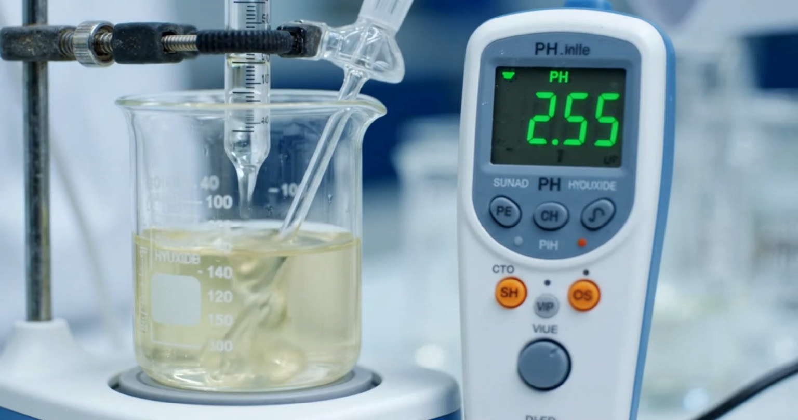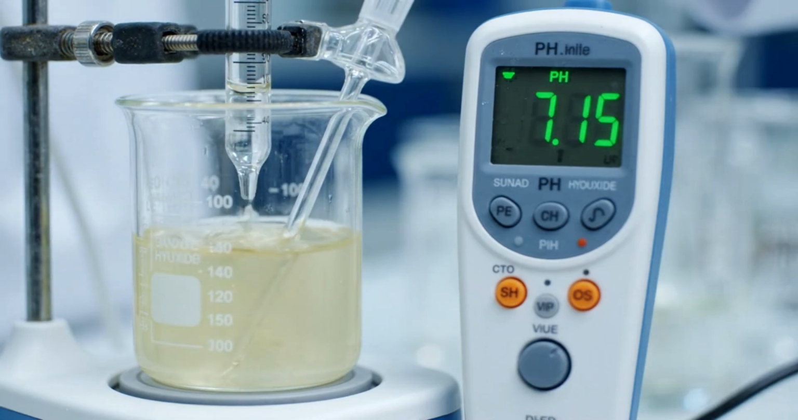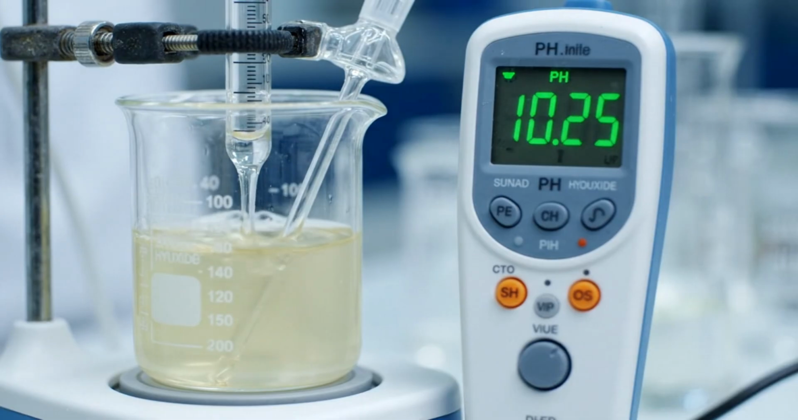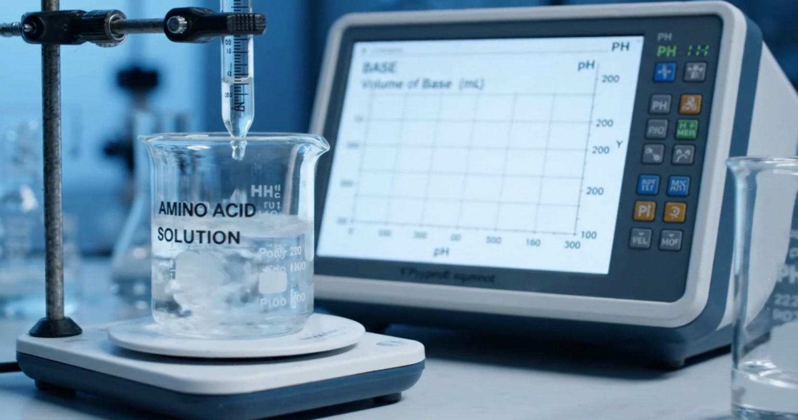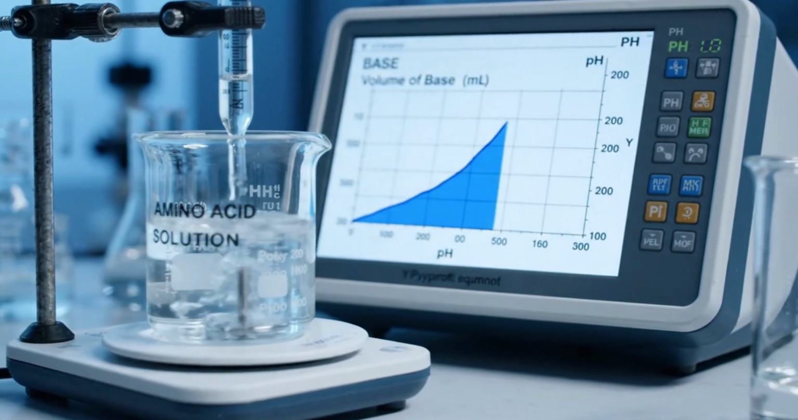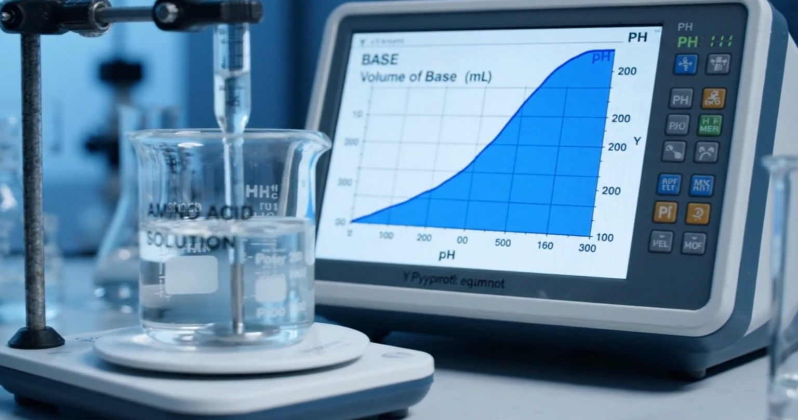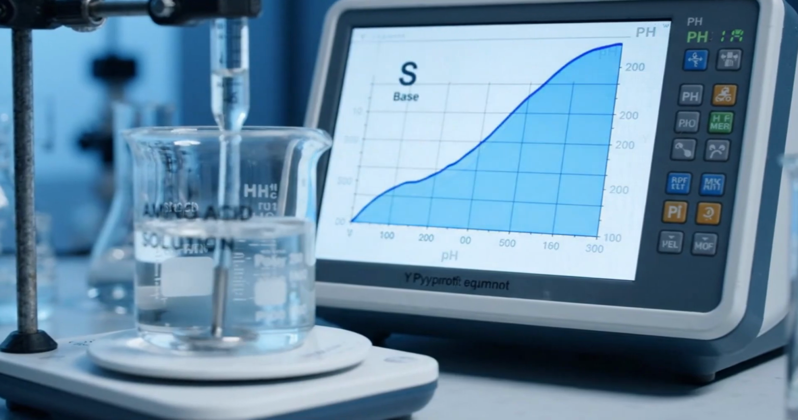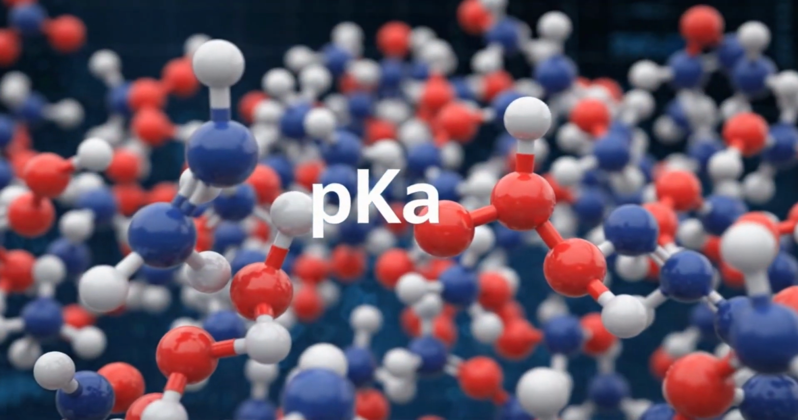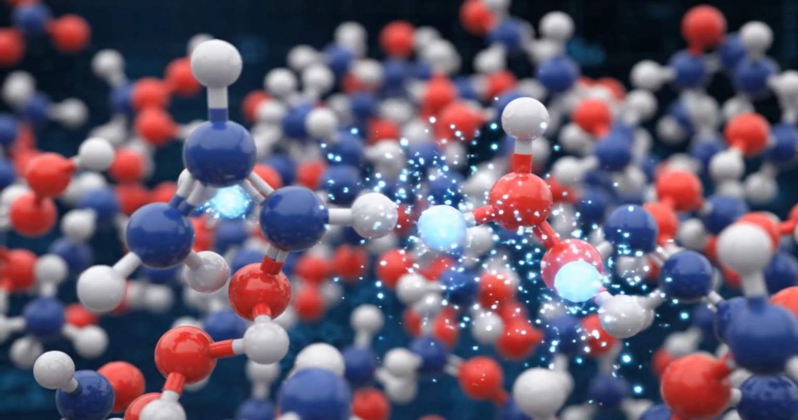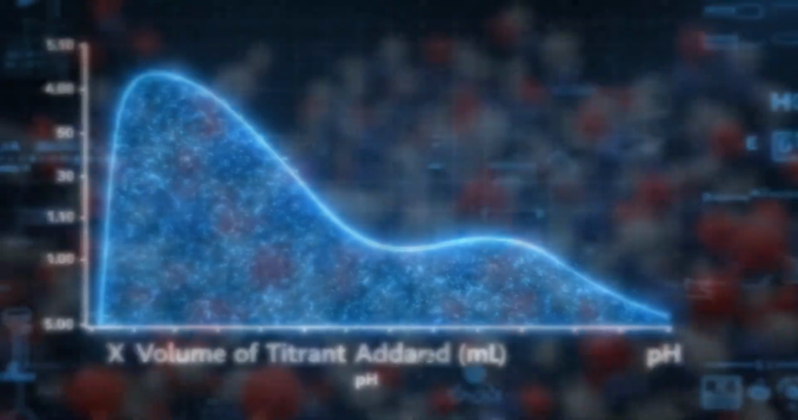Titration allows us to observe how an amino acid gains or loses protons as base is gradually added. As base is added, the measured pH generates a characteristic amino acid titration curve. Near a pKa, the amino acid system resists changes in pH and acts as an effective buffer.